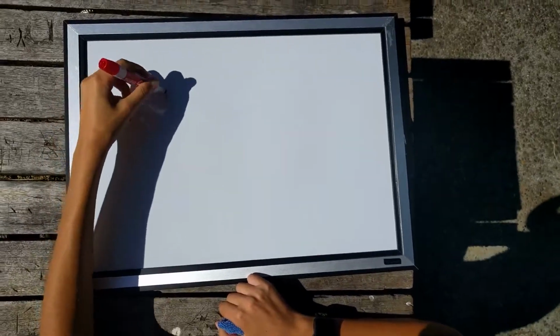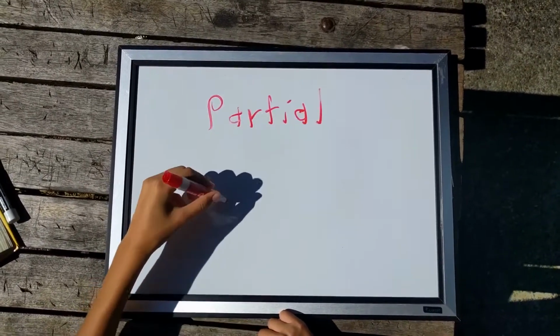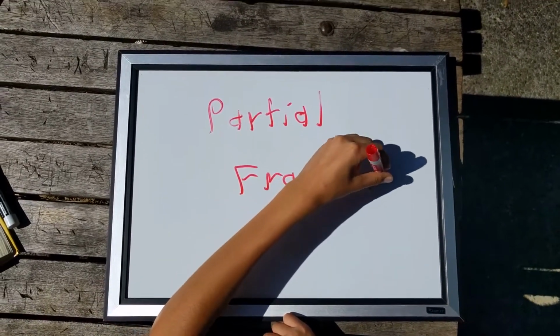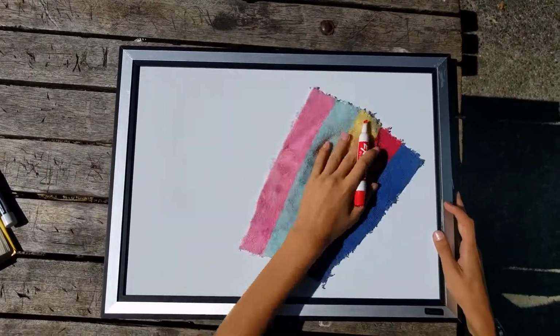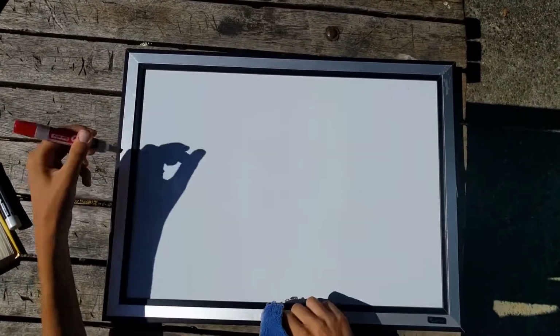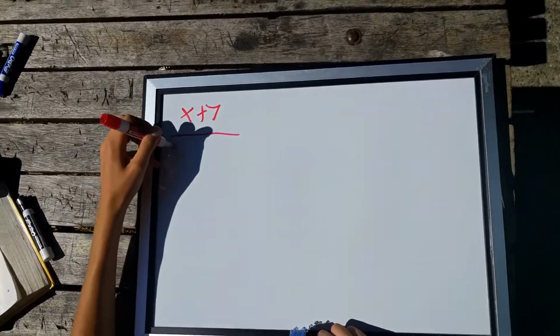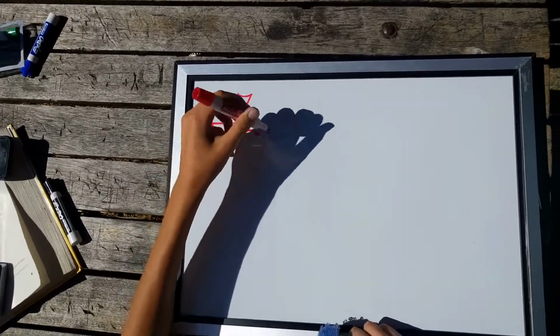We're going to be talking about partial fractions. Our example problem for today is x plus 7 over x squared minus x minus 6.